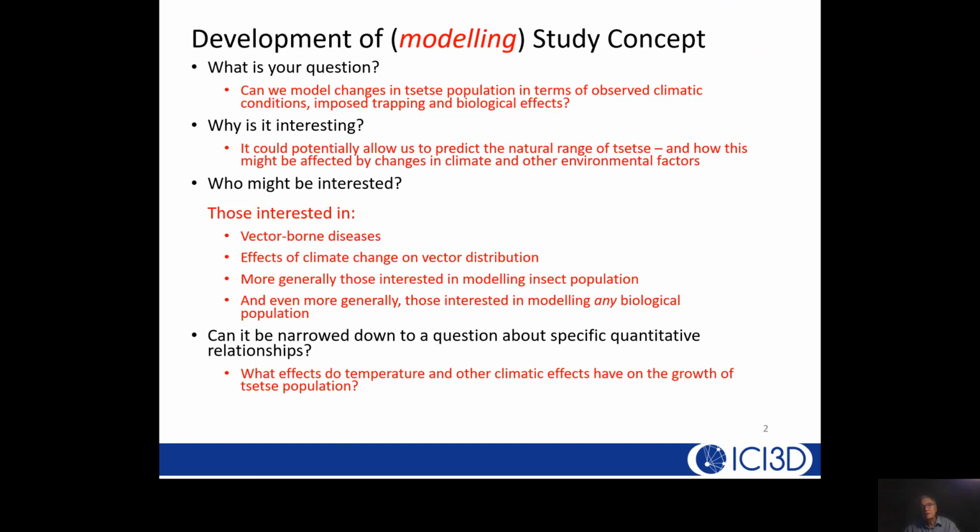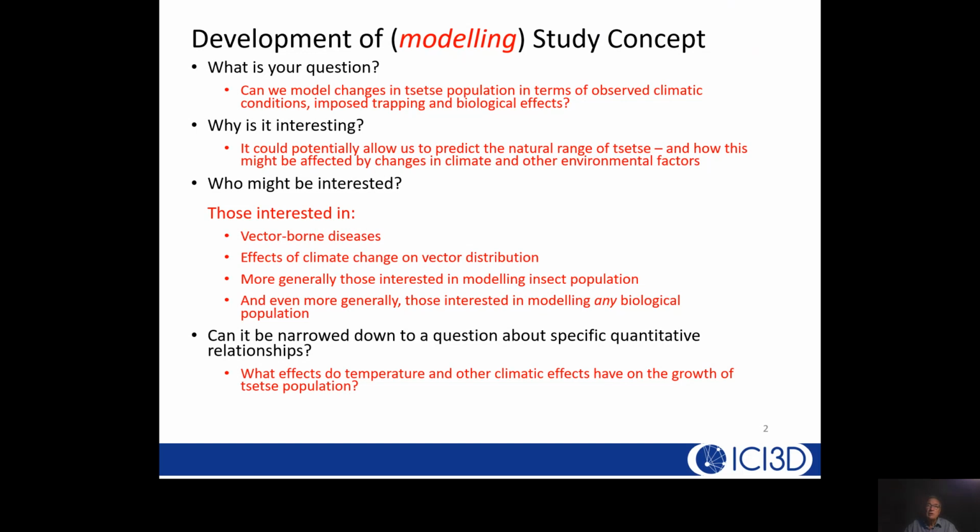Why would we want to do that? Well, it could potentially allow us to predict the natural range of tsetse and how this might be affected by changes in climate and other environmental factors. And this is particularly interesting in these days of undoubted global climate change.